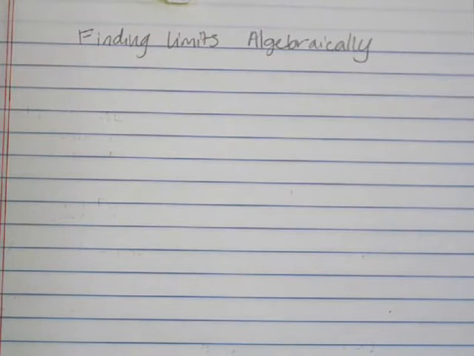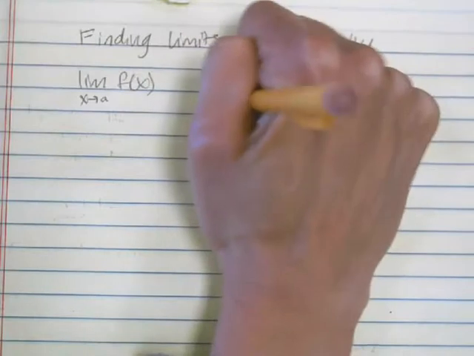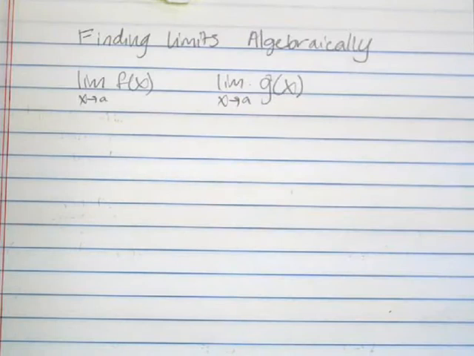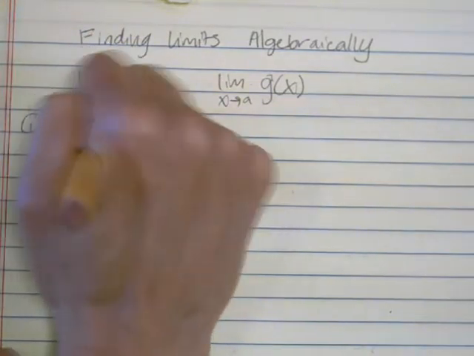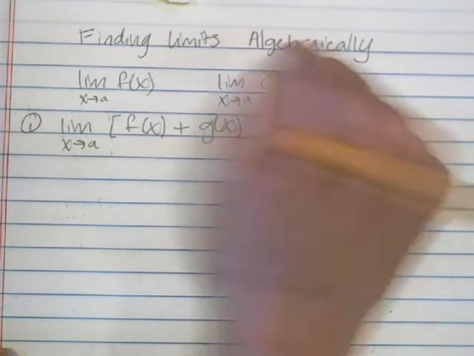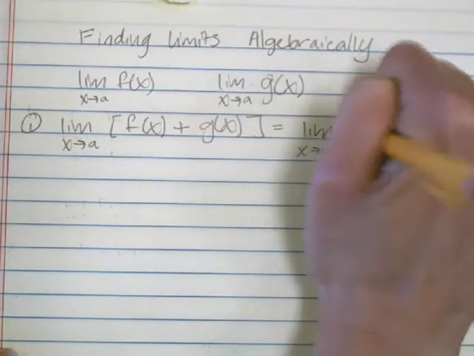So, let's say you have two limits, f of x and g of x. So the limit as x goes to a of f of x, and the limit as x goes to a of g of x. Okay? Here are the rules that go with them. Limit as x goes to a, if you take the limit of the sum, f of x plus g of x, you can split up that sum and find the limits of both of the functions by themselves.